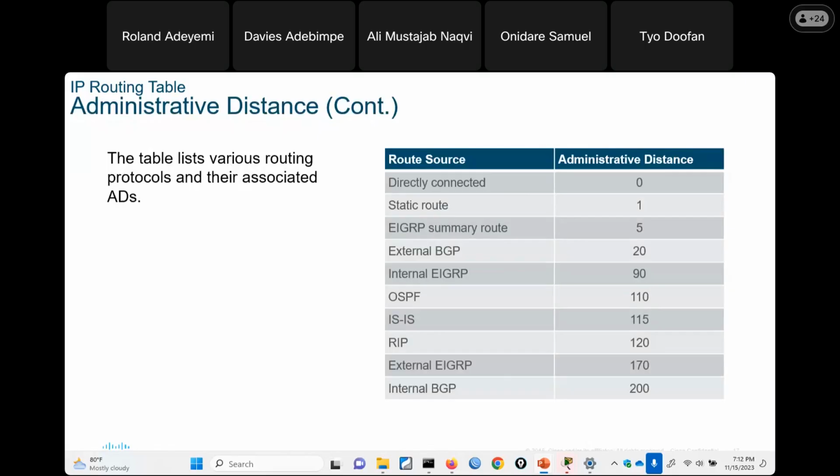And these are the different routing protocols that you have out there. Route source: you can see directly connected here, administrative distance of 0. Static route is 1. EIGRP summary route is 5. External BGP is 20. Internal EIGRP is 90. OSPF is 110. IS-IS is 115. RIP is 120. External EIGRP is 170. Internal BGP is 200.